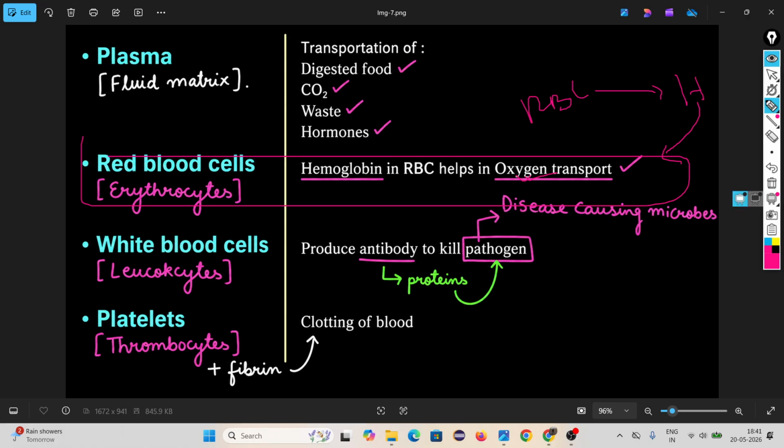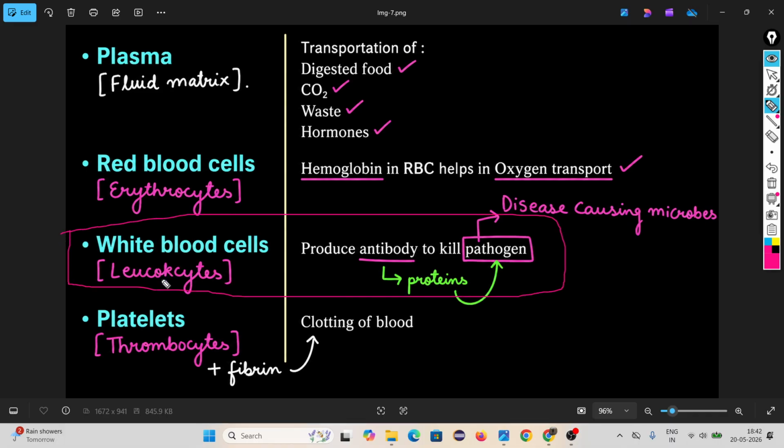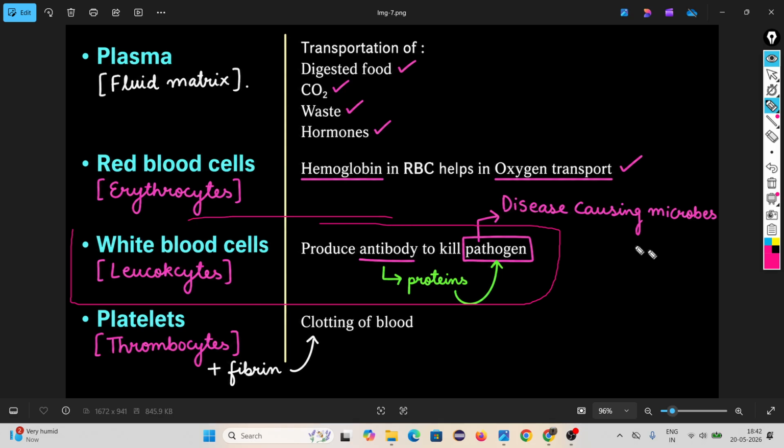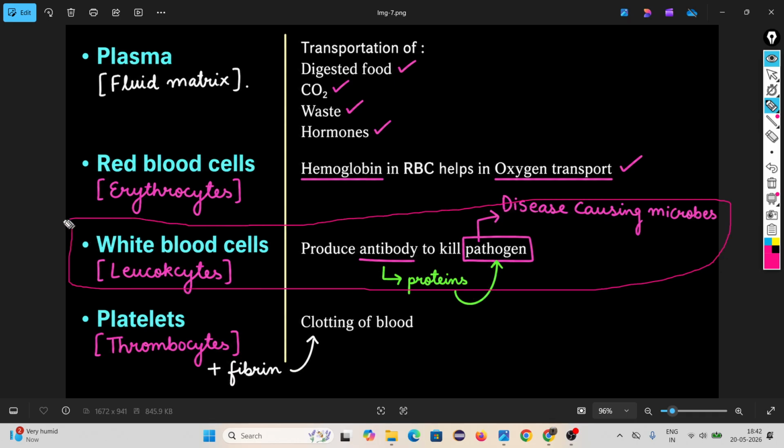Then what is the function of a white blood cell? White blood cells are called leukocytes. They don't have any pigment. They produce antibodies to kill pathogens. That means it is called the protector of the body. Pathogens means disease causing microbes. Suppose we are eating several things that contain different types of microbes.